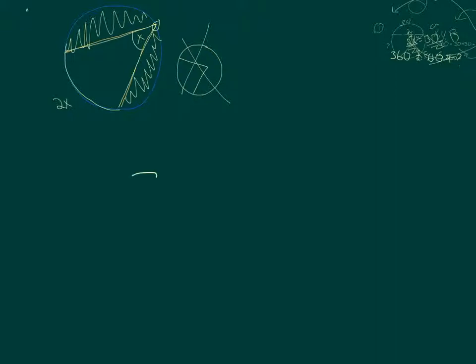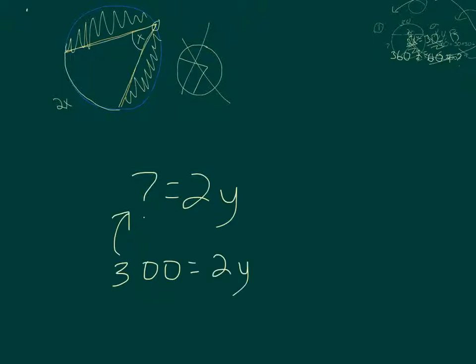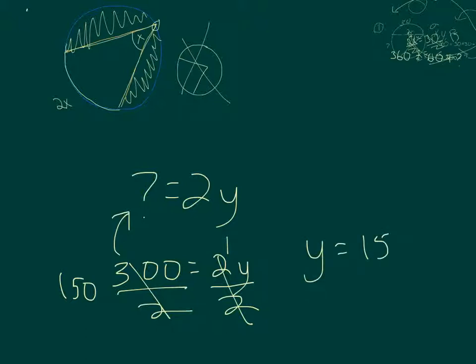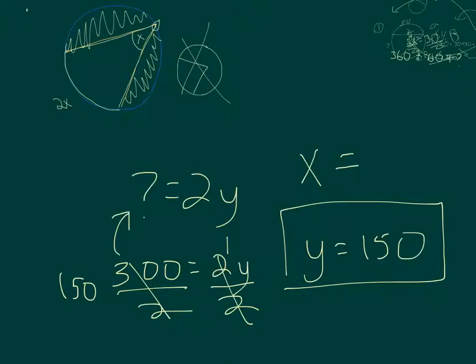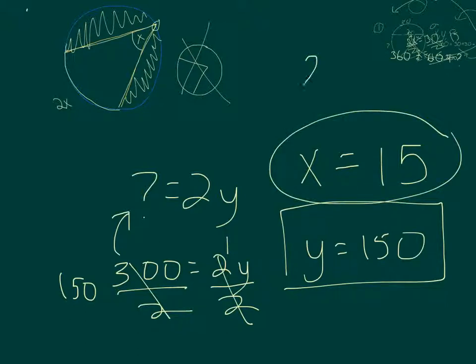Okay, so we figured out the question mark was equal to 2y. We substituted the value 300, which is equal to 2y. Then, by the division property of equality, we divide 2 on both sides. So we get 300 divided by 2, 150, and 2 divided by 2, 1. That means y is equal to 150. So we figured out everything. x was equal to 15, y was equal to 150, and the question mark was equal to 300.